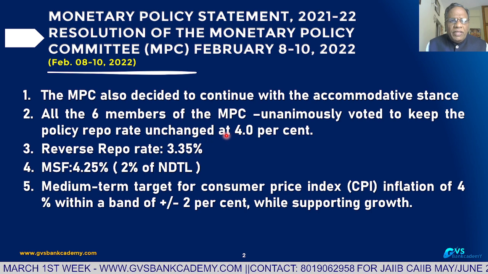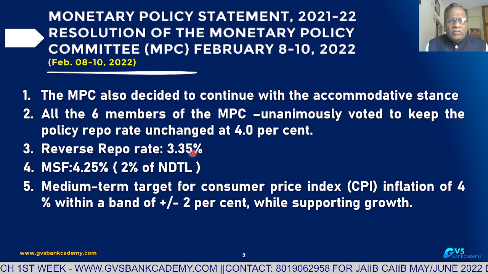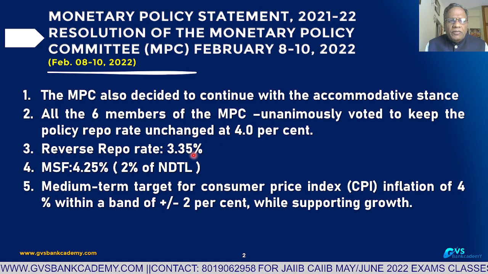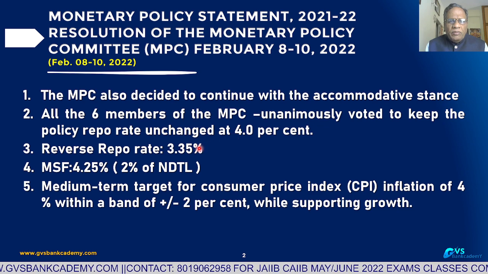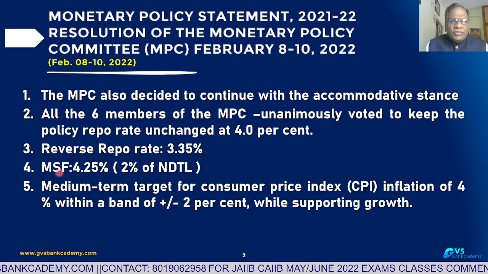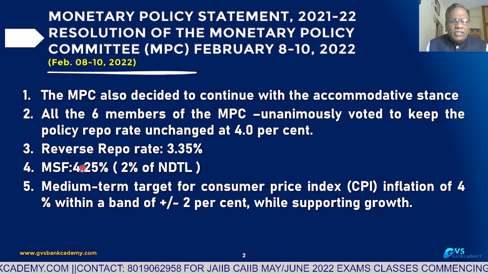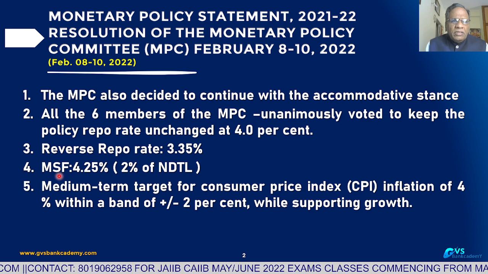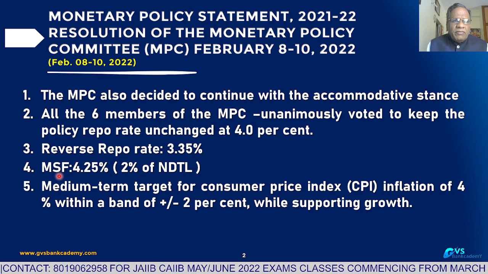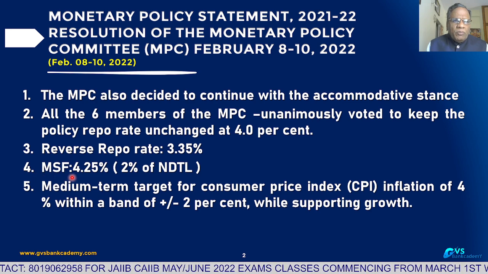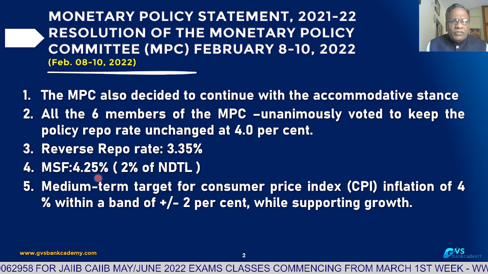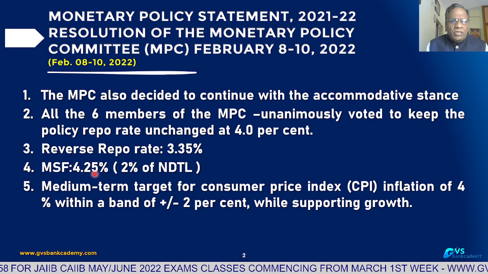The difference between repo and reverse repo is 65 basis points, that is 0.65%. And the marginal standing facility is borrowing from RBI during the evening hours. During emergencies or intraday liquidity problems, banks are allowed to borrow from RBI in the evening. That rate of interest is 4.25% for overnight borrowing.